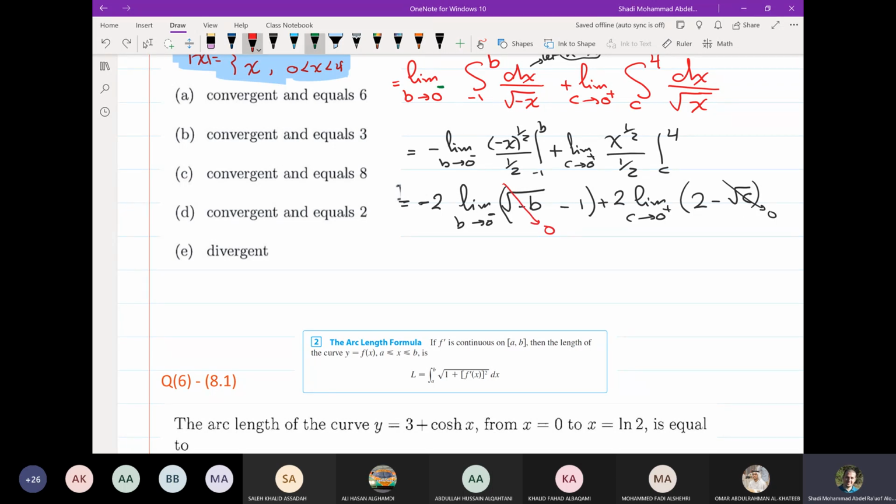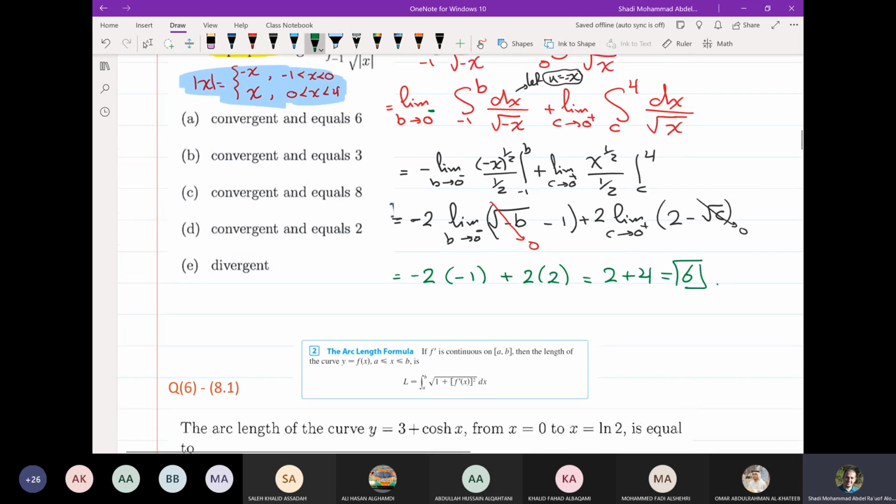Now what we have is -2 multiplied by -1 plus 2 multiplied by 2. So this is equal to 2 plus 4, which is equal to 6. So in fact it is convergent and equal to 6. So the correct answer will be this one. Is that clear? Yes, clear.